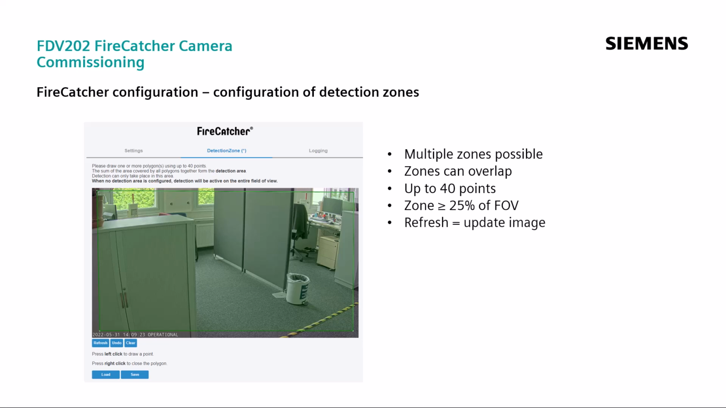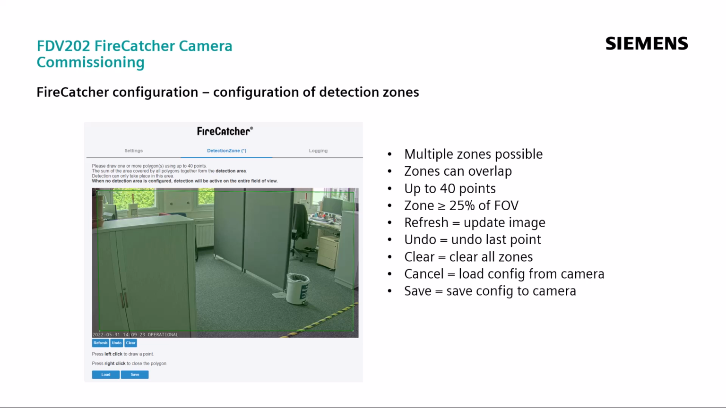Refresh, that means update the image. Undo the last point. Clear all zones. Cancel. Load configuration from camera. Save configuration to camera. Left mouse click: define point. And finally, the right mouse click to close the polygon.